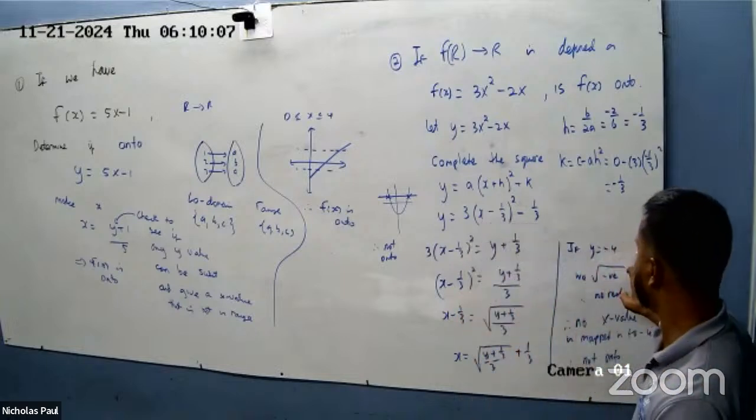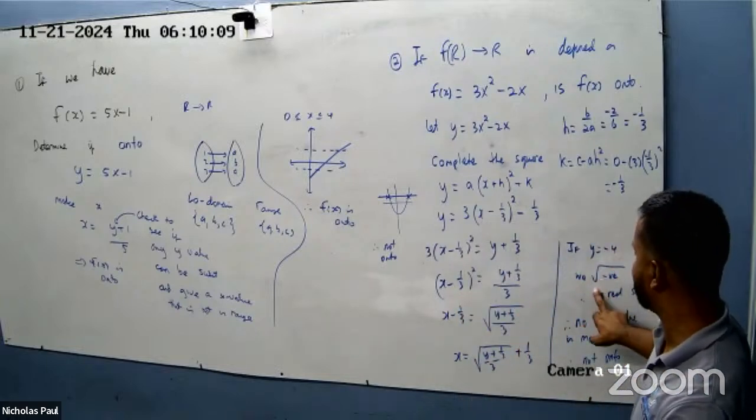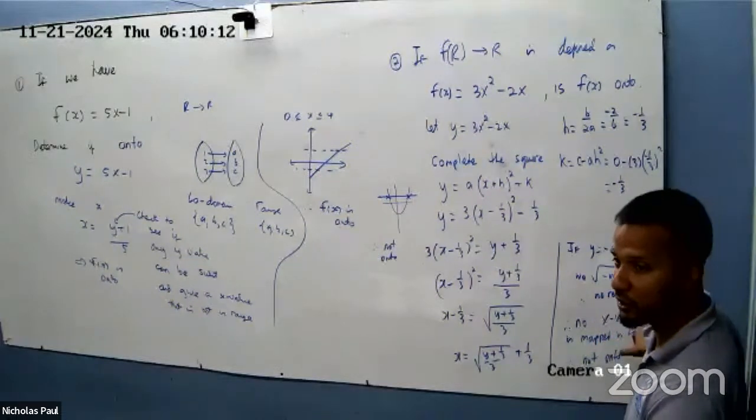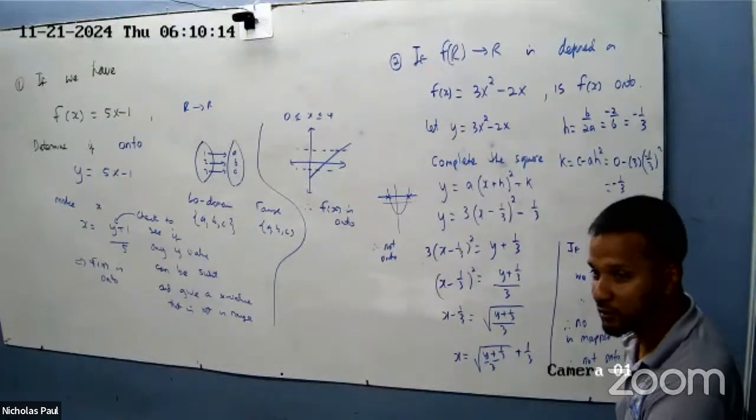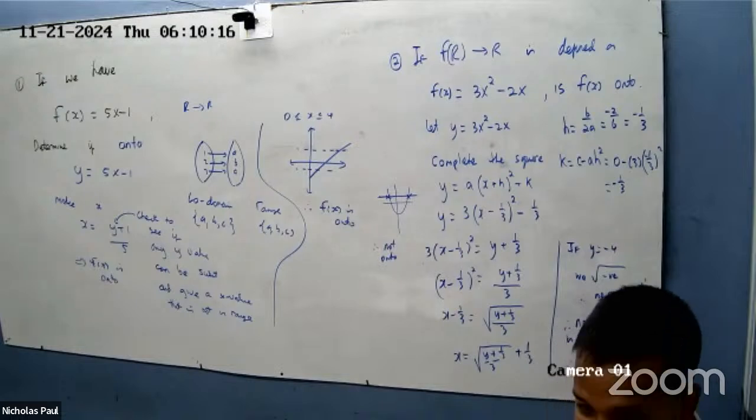If y is equal to -4, we have a negative square root, which means no real solution. We have a negative square root, right?